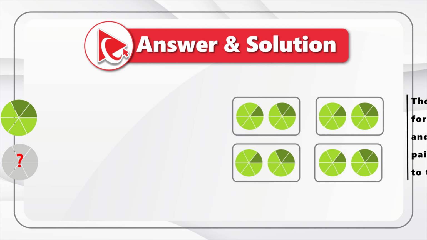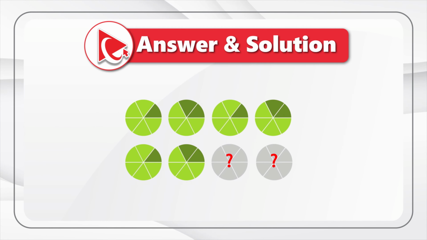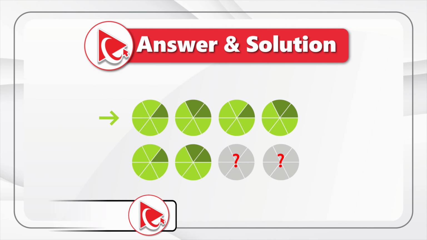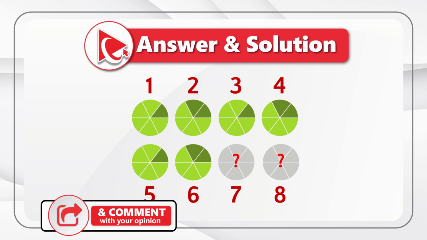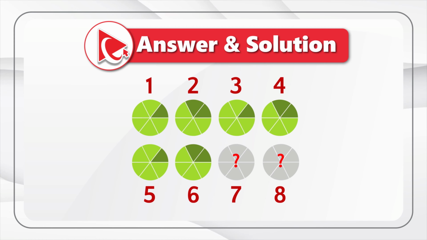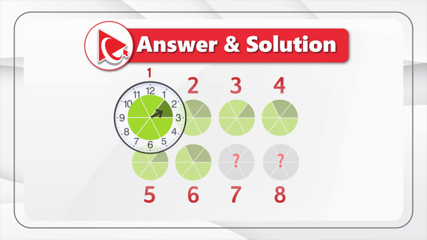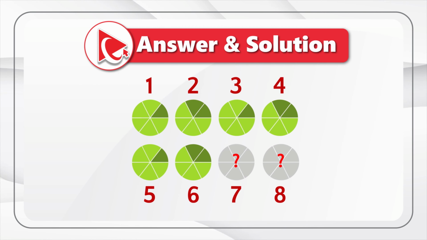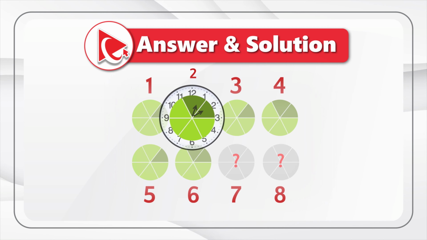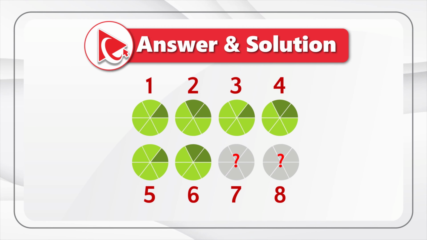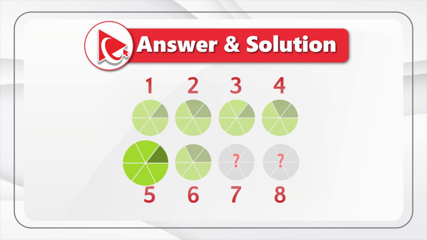To better understand the pattern, let's give each circle a unique number. If we start with the top row of circles, the numbers would be 1, 2, 3, 4, and the bottom row circles will have numbers 5, 6, 7, and 8, with 7 and 8 being our missing pair. If you look closely at circle 1, you will see that there is a dark section at 2 o'clock. And circle 2 has 2 dark sections, one at noon and another at 2 o'clock. You see a similar pattern in circles 3 and 4, and then circles 5 and 6 also mimic the same pattern.